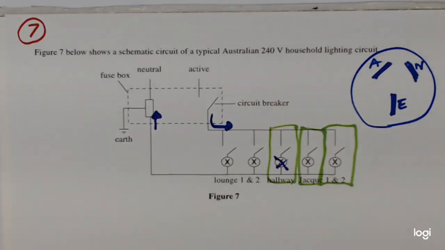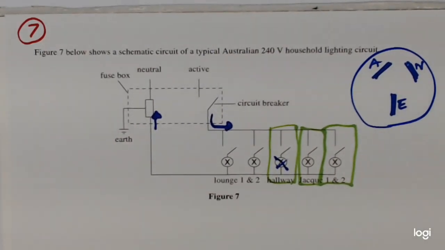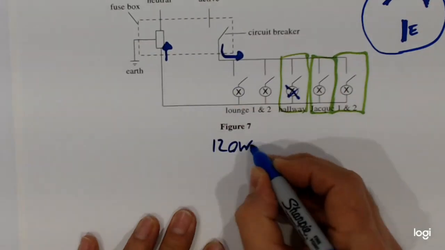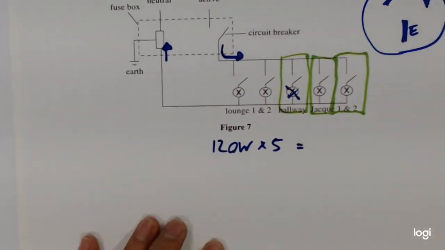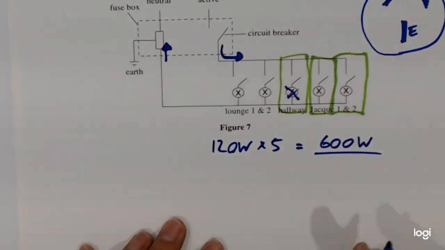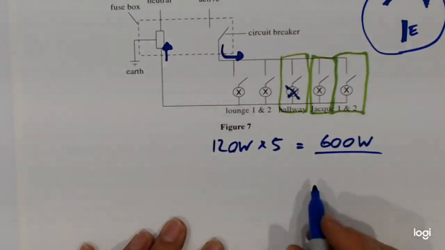Okay, part E says the circuit breaker is designed to trip when the current exceeds 10 amps, and initially there are 5 light globes and each have a 120 watt power rating. We've got to calculate the total current that's coming into the house to get all of those lights going. So the total power is 120 watts times 5, which is 600 watts. So 600 watts of power is being supplied to this house when all of these are on. So power equals VI.